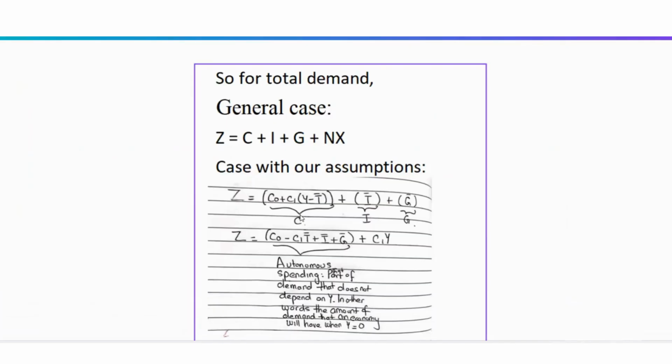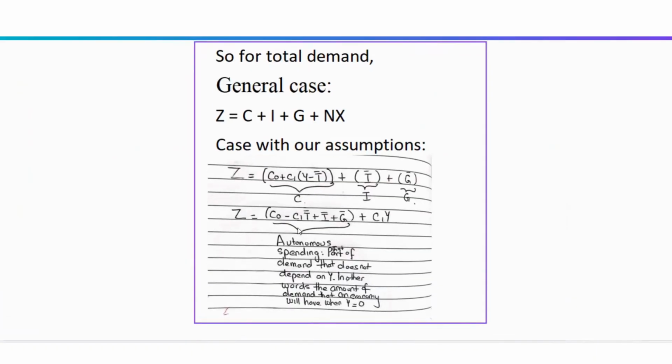And now we can rewrite this by combining like terms, by combining together the terms that don't depend upon Y. So it's C naught minus C1 T bar plus I bar plus G bar, and then we have plus C1 Y. Now this part of demand that does not depend upon Y is what we call autonomous spending. In other words, it's the amount of demand when Y is equal to zero. So this is our total demand for goods or aggregate demand with our assumptions, where it has a part which does depend upon Y and a part that does not depend upon Y. And that part that does not depend upon Y, we call autonomous spending.